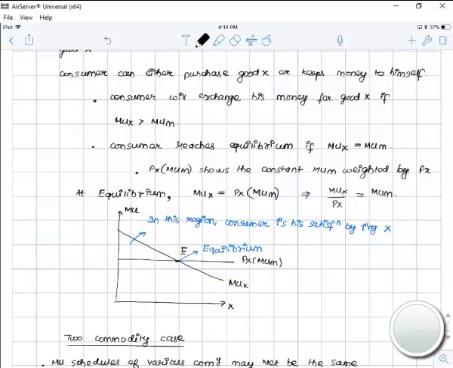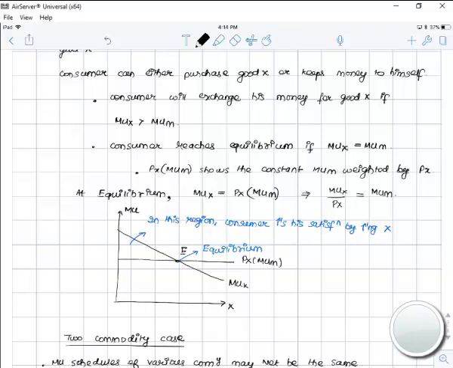Now we have drawn this curve. On the x-axis you have the consumption of X, and on the y-axis you have marginal utility. The downward sloping curve is the marginal utility of good X. This horizontal straight line is your marginal utility of money weighted by the price of the good.